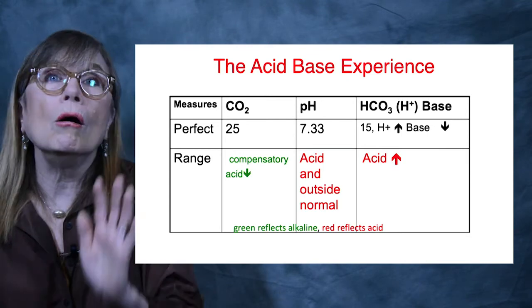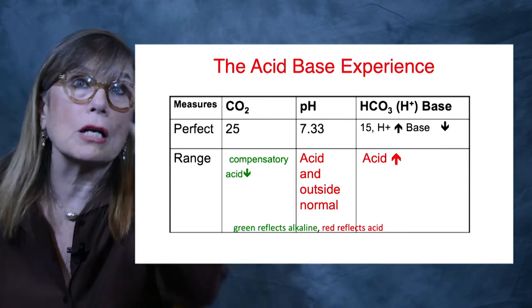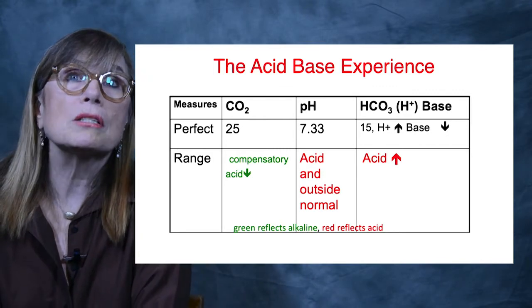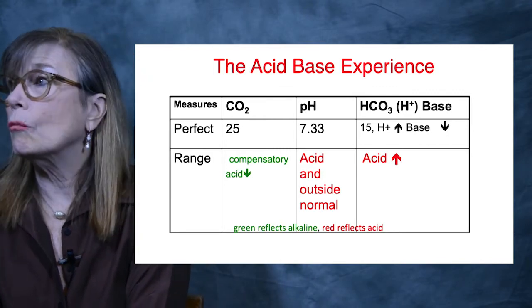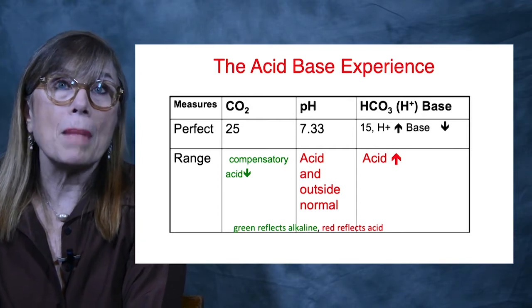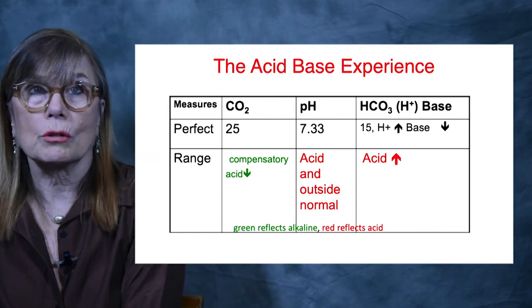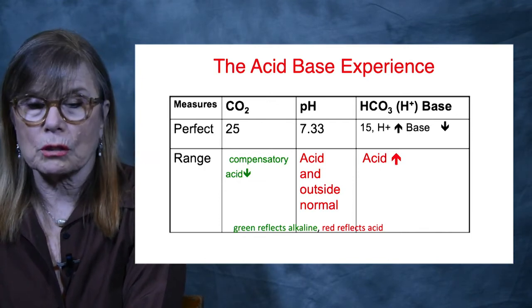I don't say, oh, they're trying to compensate. It doesn't matter how hard you try to compensate, you didn't compensate. Compensation means pH is in the range of normal. So this is uncompensated metabolic acidosis, which we actually call acute metabolic acidosis.